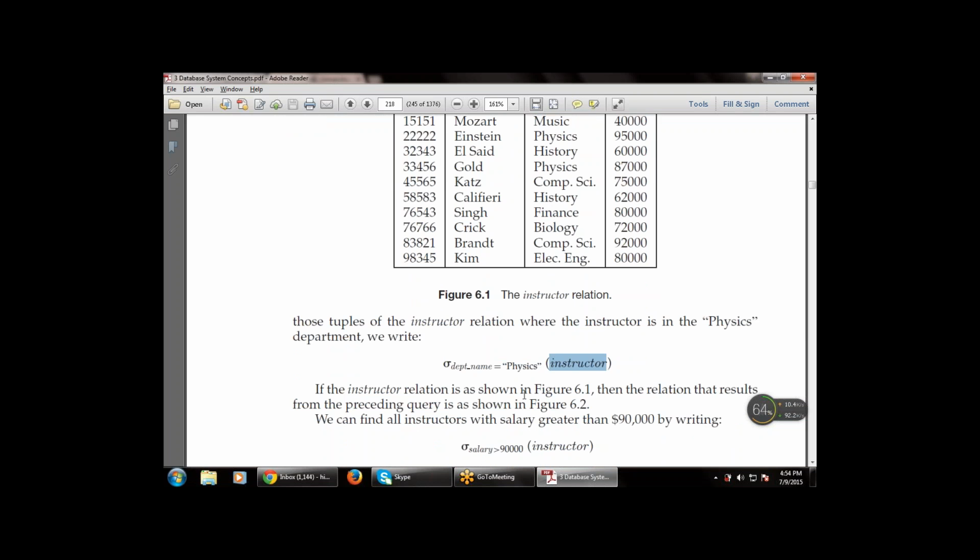This finds those instructors whose department name is physics. If the instructor relation is as shown in figure 6.1, then the relation that results from the preceding query is as shown in figure 6.2.